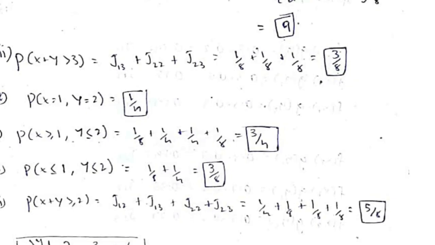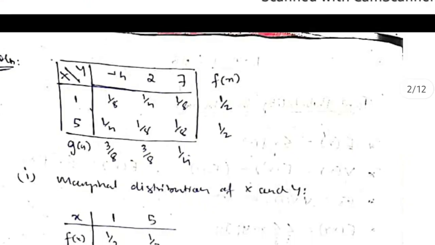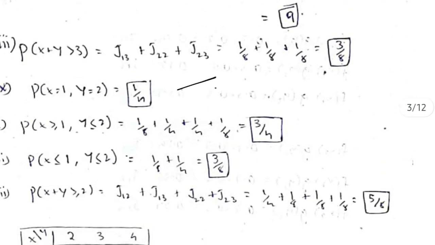Next they have asked the probability of x is equal to 1 and y is equal to 2. X equal to 1 and y equal to 2 corresponds to one element only, this element. So this is the final answer: 1 by 4.